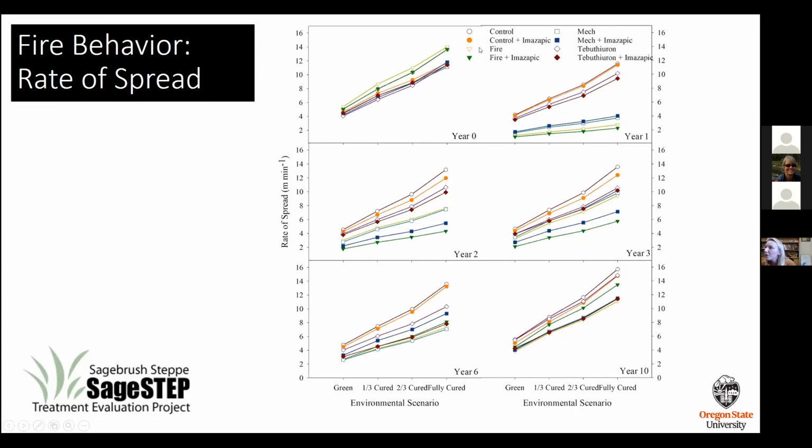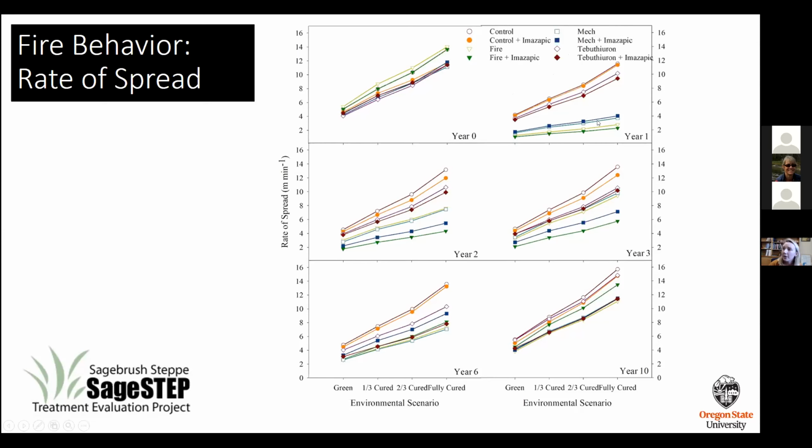The controls are the red and orange: control and control plus imazapic. The triangles represent fire, the hollow one is fire and the filled-in one is fire plus imazapic. The squares are mechanical, and the diamonds are tebuthiuron. So in year 0, prior to treatment, they're all pretty similar.